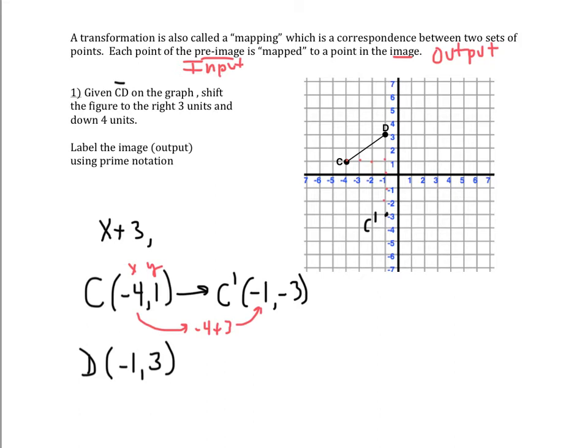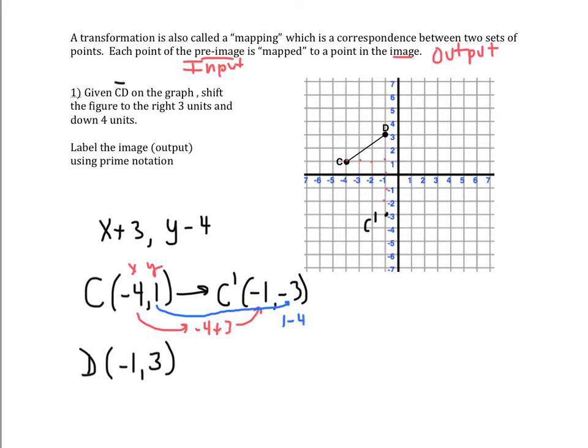Do the same thing with your y. The y value changes because we're going down 4 units. So if we're going down 4 units on the y-axis, we want to be subtracting 4 from the y value. So check that out. 1 minus 4 will lead us to that -3. Again, 1 subtracting 4 equals -3.